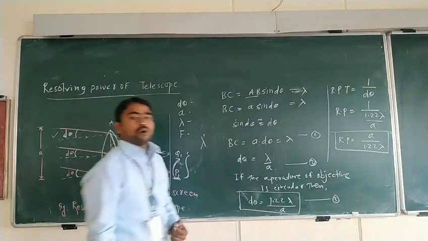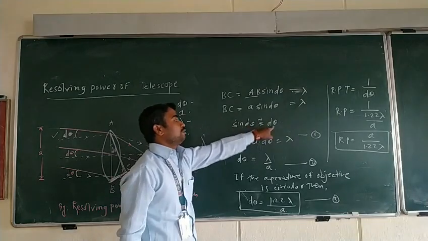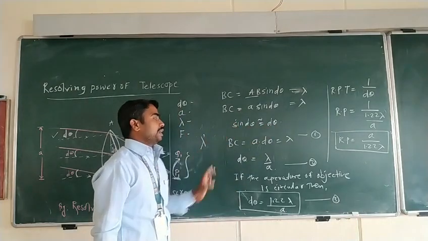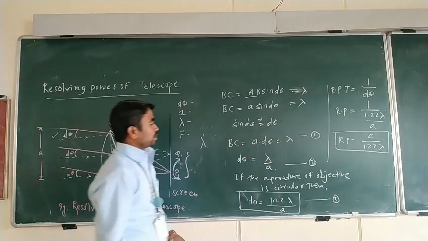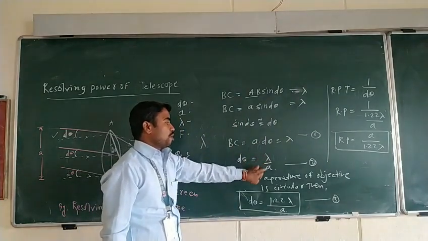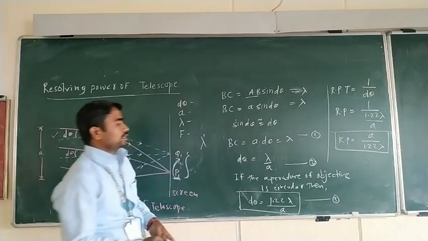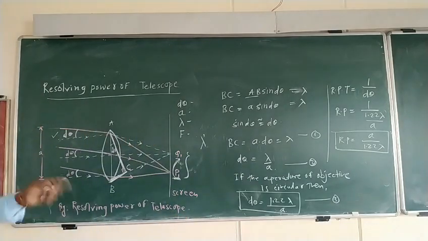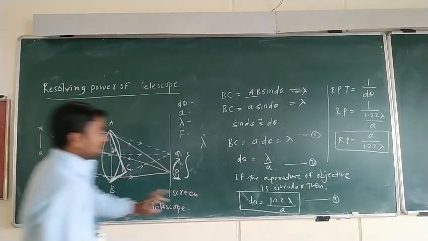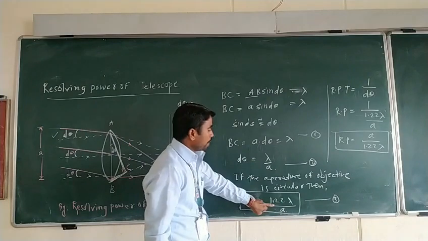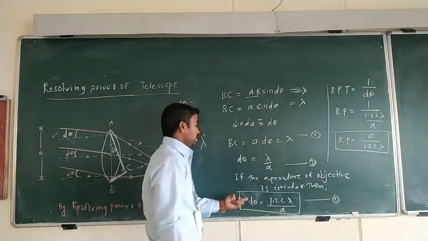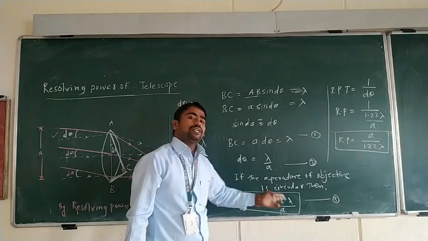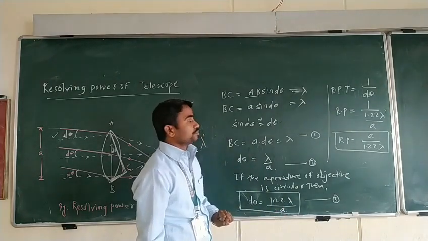But sin dθ is very small. Therefore, sin dθ is nearly equal to dθ. We replace sin dθ by dθ. Therefore, BC is equal to a dθ, which is equal to λ. Therefore, dθ is equal to λ upon a. But if the aperture of the objective is circular, then we have to multiply it by 1.22. Then dθ is equal to 1.22 λ by a. According to Airy, this is also given as dθ equal to 1.22 λ divided by a.